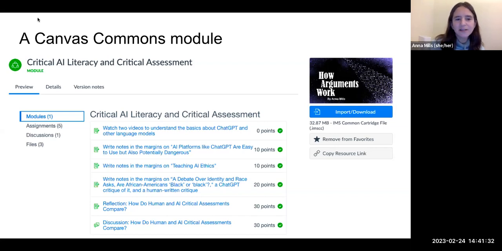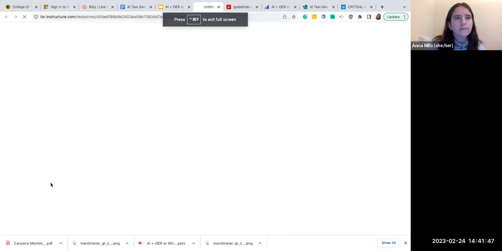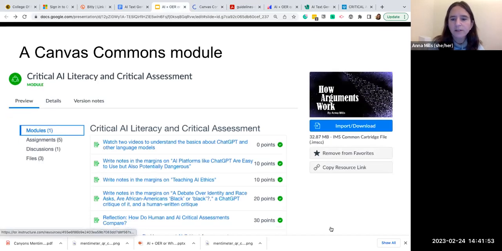So it's just really simple. I created assignments for students to write notes in the margins on certain articles, and then to reflect on how human and AI critical assessments compare. And I connected that to my textbook readings on critical assessment.